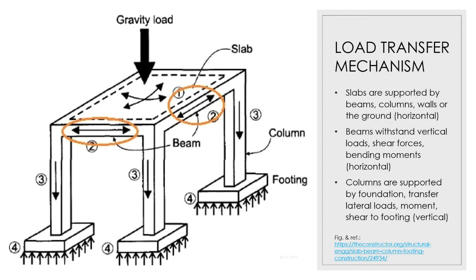Here we have a figure about the load transfer mechanism. The slabs are supported by beams, columns, walls, or the ground, which are horizontal, and the beams withstand vertical loads and shear forces and bending moments. The vertical support is by columns, which are supported by foundations, and they transfer lateral loads, moment, and shear to the footing.